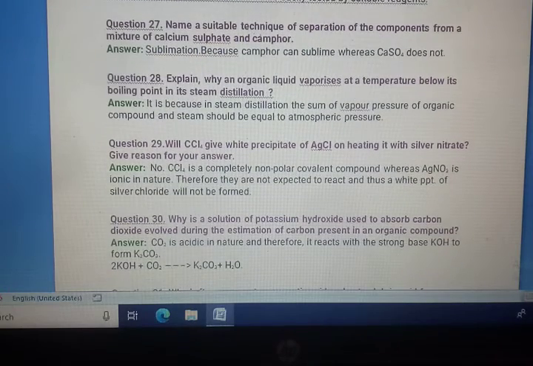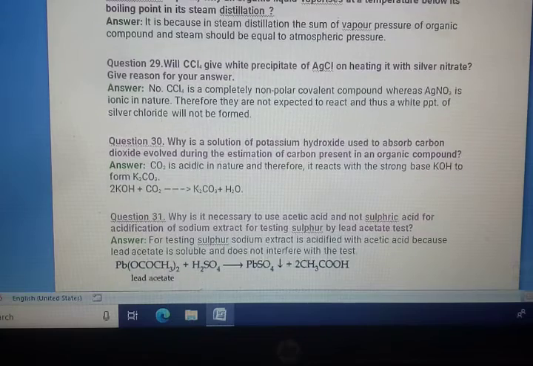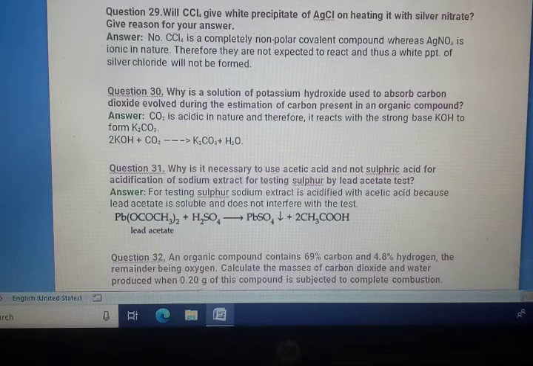Question number 30. Why is a solution of potassium hydroxide used to absorb carbon dioxide evolved during the estimation of carbon present in an organic compound? Carbon dioxide is acidic in nature and therefore it reacts with the strong base KOH to form K2CO3. So potassium hydroxide plus carbon dioxide gives potassium carbonate plus water.